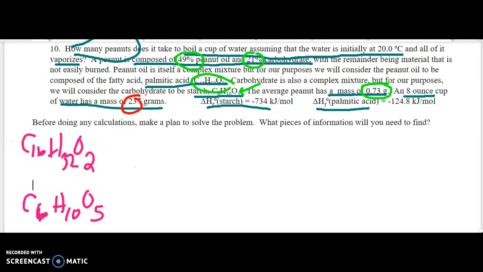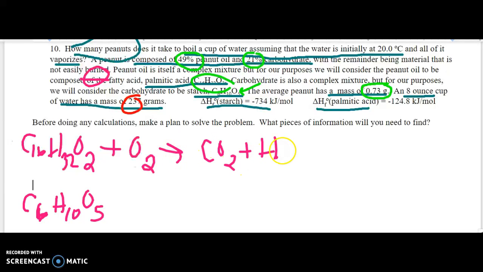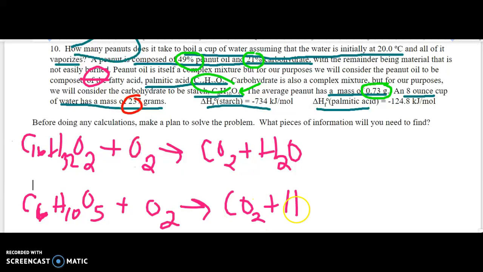My next step is going to be to write balanced equations for these reactions. For the palmitic acid, we're going to be burning it, so it's going to be combustion. I'm going to add oxygen, and I'm going to get carbon dioxide and water out of those. They're both carbon-based, so you get the same products for both. Then it's just a matter of balancing your equations. I know you want to know how to balance equations, so I'm not going to go through the steps. We're going to have 16 CO2s and 16 waters, which requires 23 O2s. For the starch equation, I'm going to need 6 CO2s and 5 H2Os, and that's going to require 6 oxygens to balance.